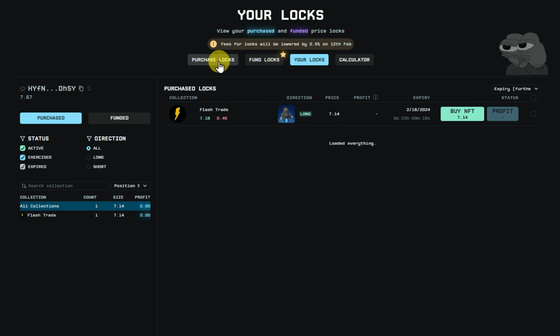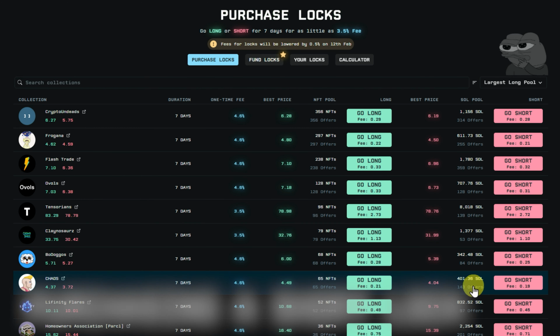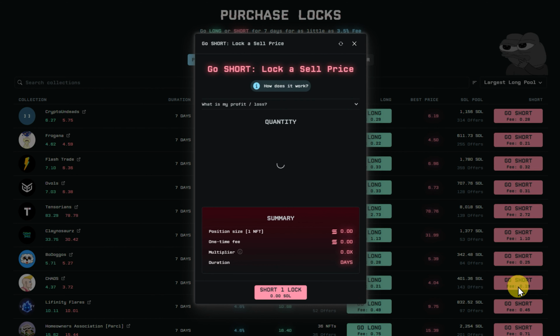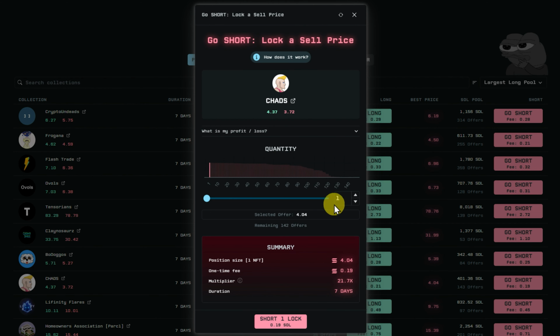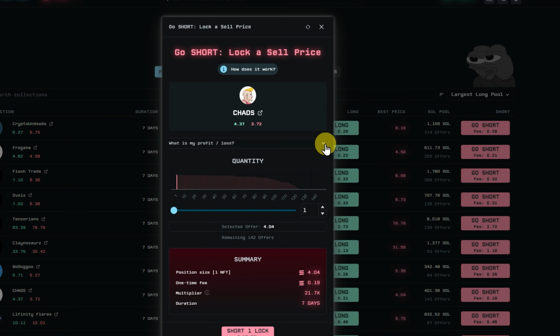Back to purchase locks. Now what if I want to short a collection? So with Chads, we're going to go short. We're going to purchase a lock at 4.04 SOL. So we'll purchase this one and we can just short one lock. And this is a one-time fee of 0.19 SOL.